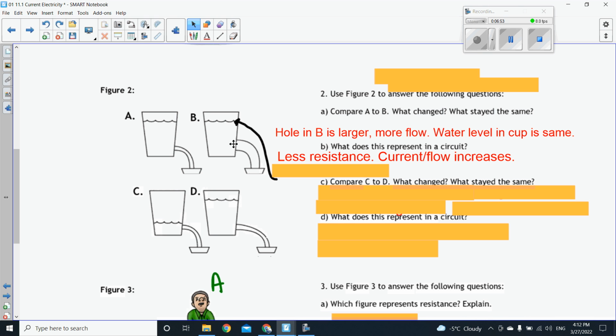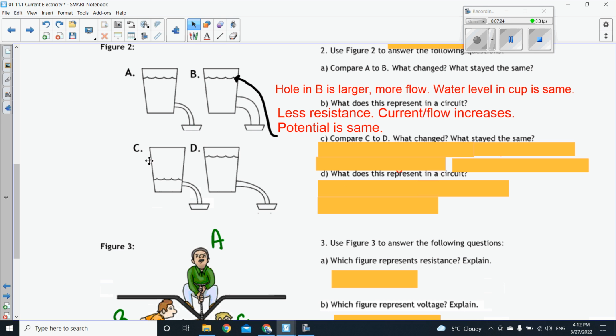So there's going to be more water flowing through here. There won't be as much resistance pushing back, like the walls of this cup pushing back on the water and not allowing it to flow as quickly. So over here, the current or flow increases. The thing that stays the same is that the potential is the same. That means the amount of force pushing down on both of these is the same because the water level is the same. Take a few moments to wrap your mind around that.